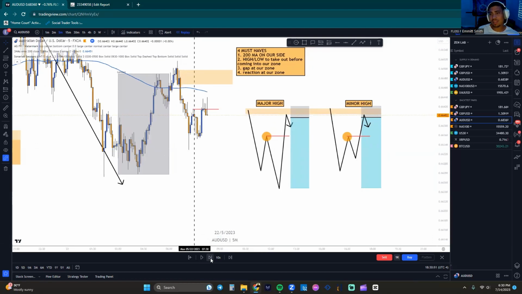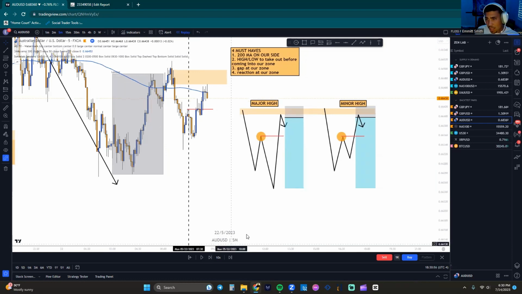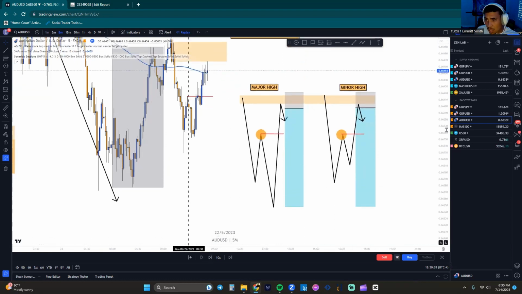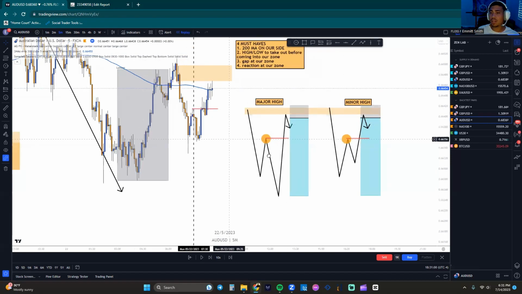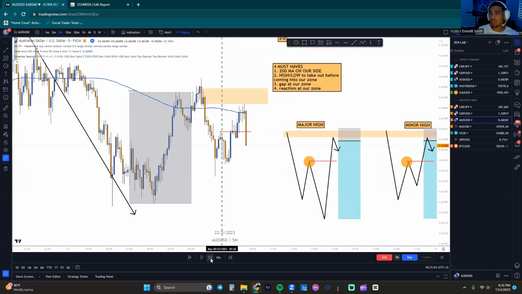Okay, so if we can get up into the supply and give us a reaction, we can hop in. If we never tap into it, we could never hop in. We did tap into it sitting right there. Okay, so as soon as previous candle low breaks, we hop into the trade.